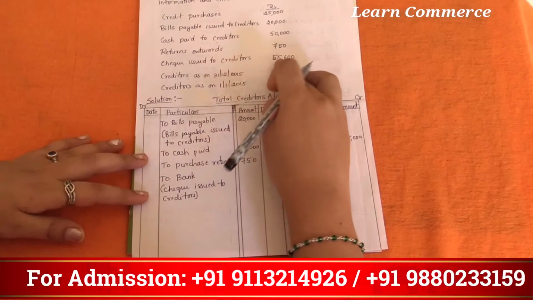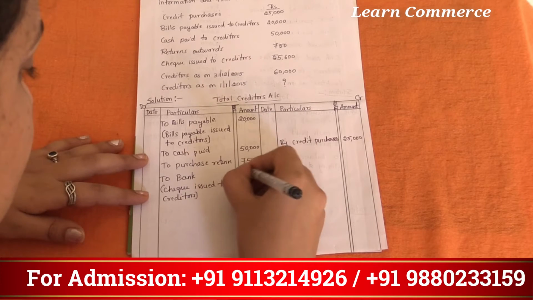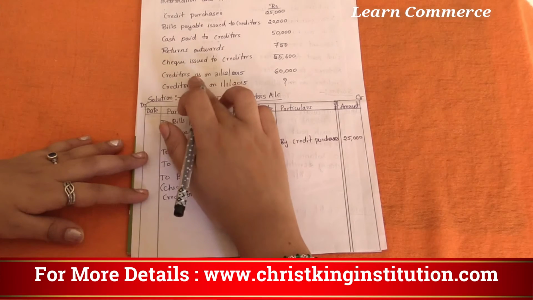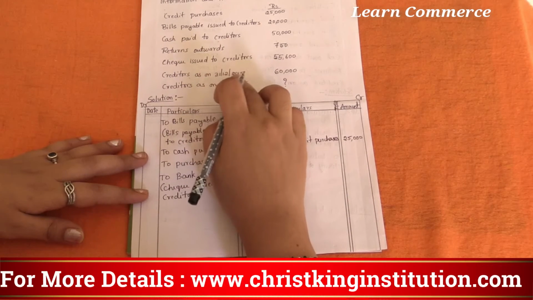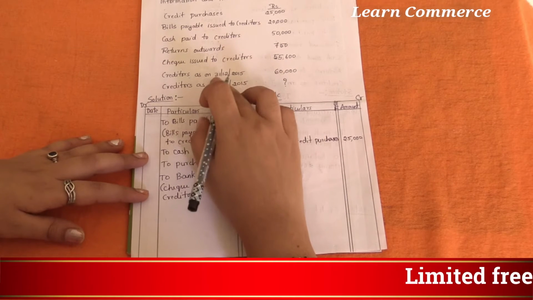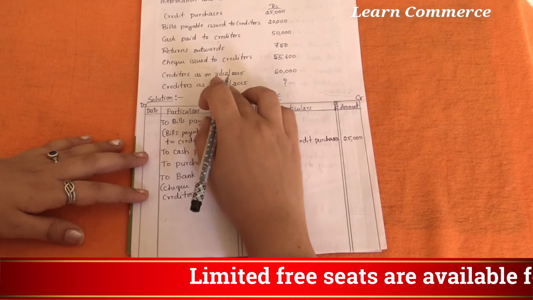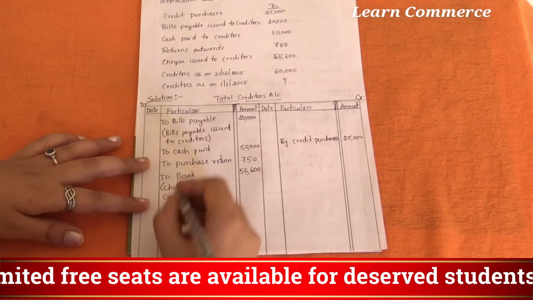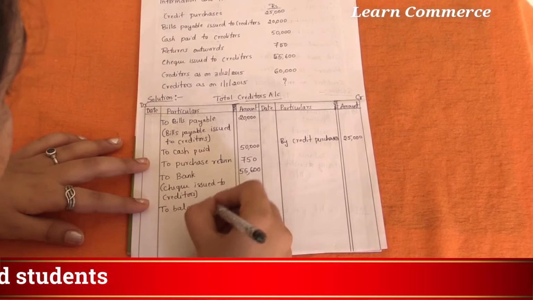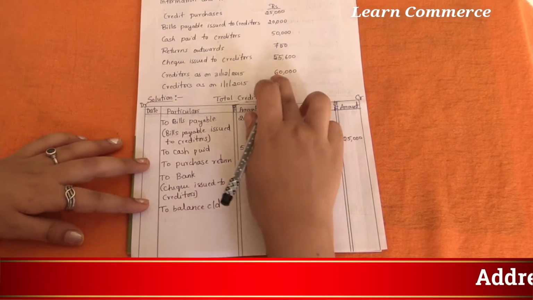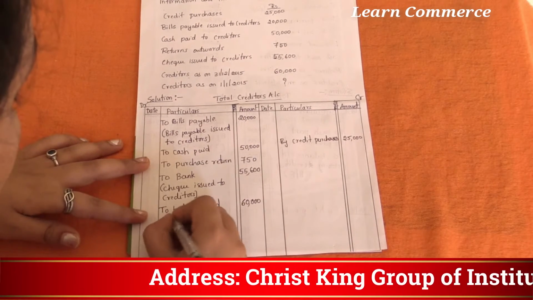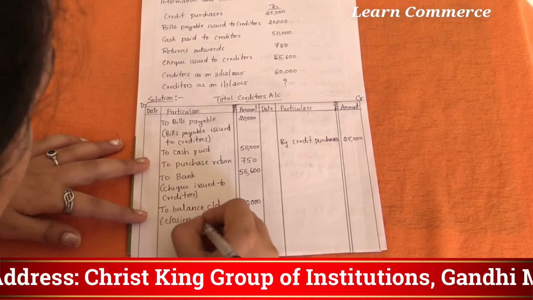So the amount is 55,600. Okay. Then creditors as on 31st December 2015. This is the closing balance of the creditors, that is 60,000. The closing balance of the creditors we always record in the debit side at the end. Write it here: to balance carry down, amount is 60,000, in bracket, closing creditors.